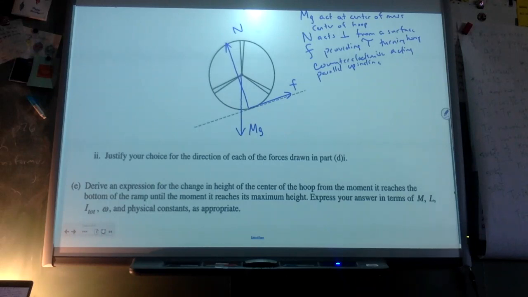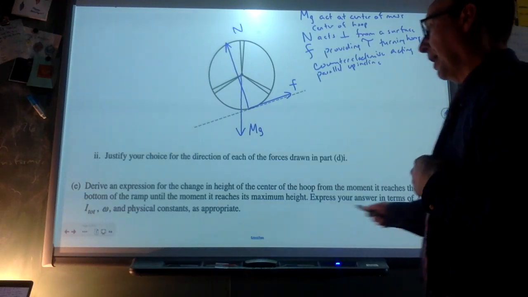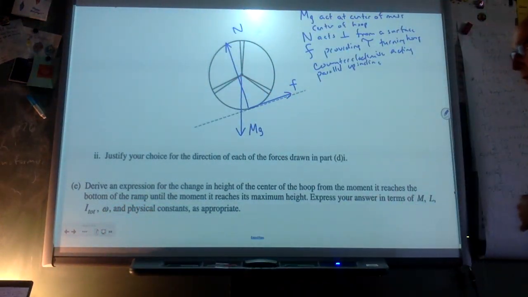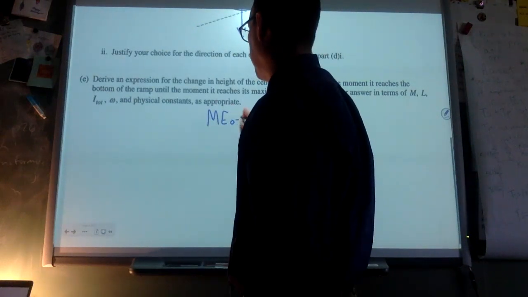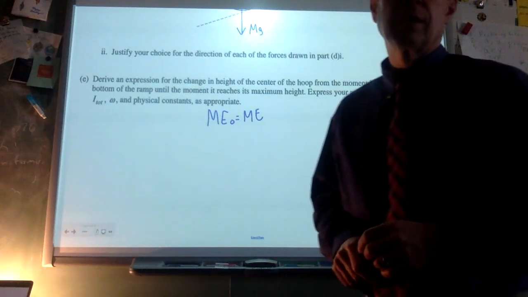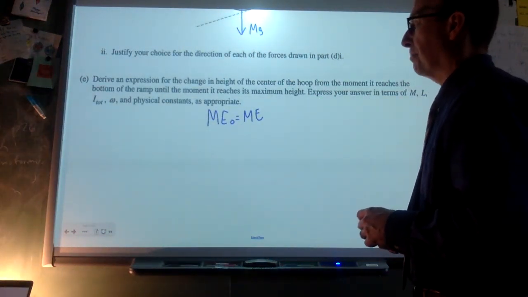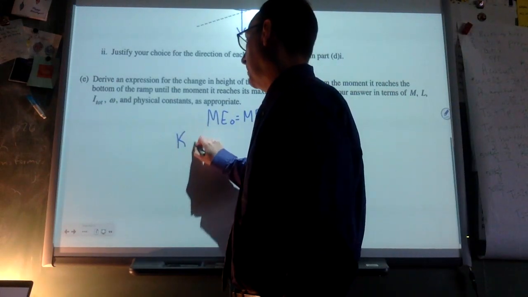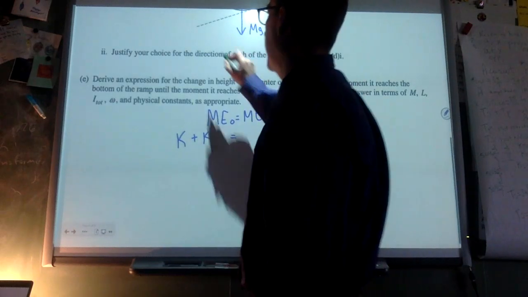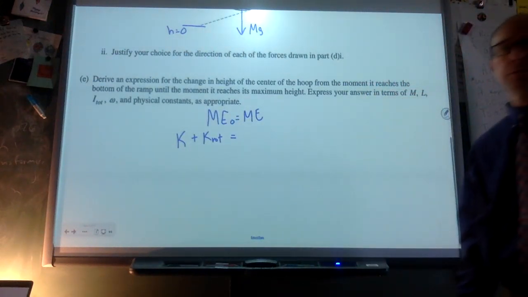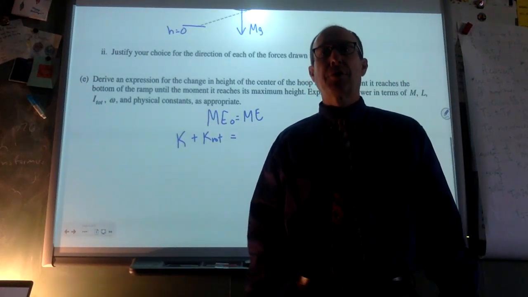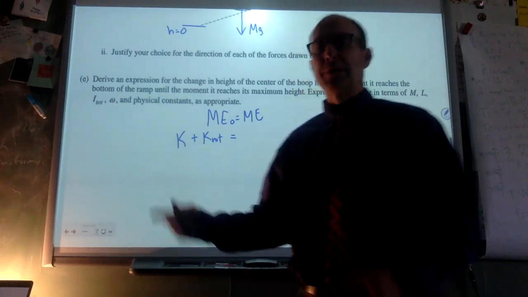All right, derive an expression for the change in height of the center of the hoop from the moment it reaches the bottom of the ramp until the moment it reaches its maximum height. Express your answer in terms of M, L, I total, omega, and physical constants as appropriate. Okay, so I have a conservation of energy problem. As I reach the bottom, I am going to have two types of kinetic energy. I'm going to take the bottom of that ramp as height 0, since I get to choose what height is 0. Really, I'm taking the height of the center of mass to be 0 because I'm interested in how high the center of mass goes up.